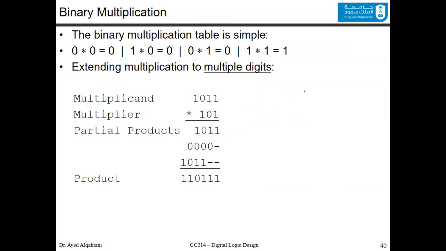To generalize this, if you have an n-bit multiplicand and an m-bit multiplier, the result will be n plus m plus 1 bits. So in our case, this is 4 and this is 3 bits. So the maximum number of bits that you will have in the result, in this case, will be if you multiply 1, 1, 1, 1 by 1, 1, 1. If you do this multiplication, the result might have 8 bits, which is 4 plus 3 plus a possible carry.